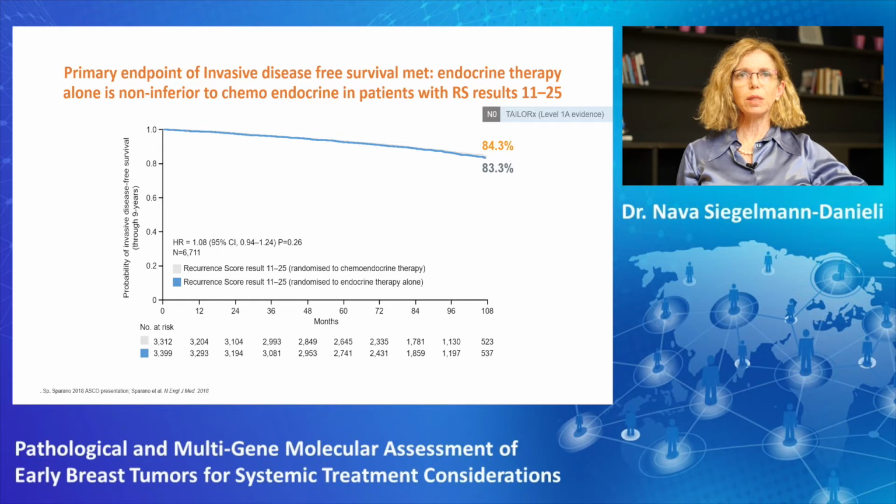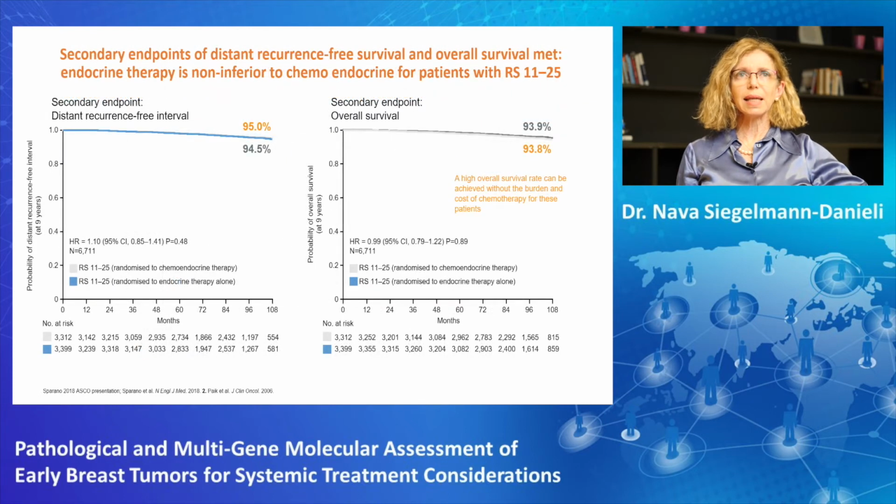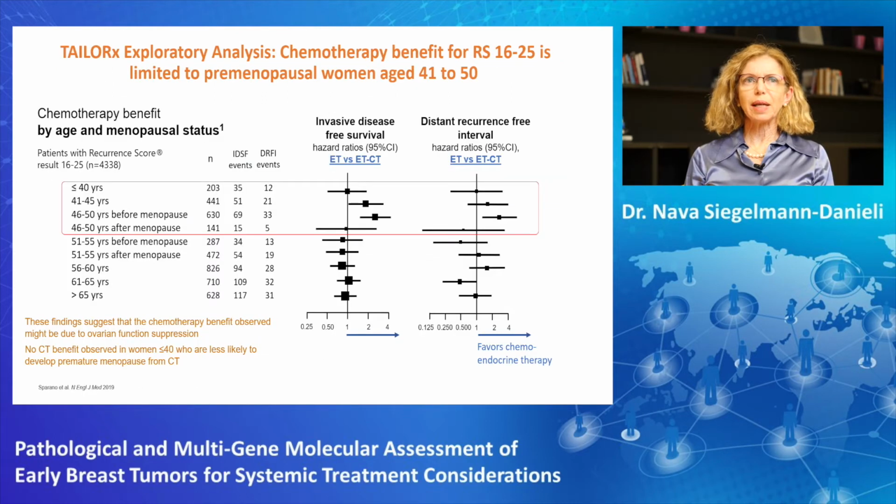And they published those results showing that the patients who received only endocrine therapy or chemoendocrine therapy had the same results. And these are the secondary endpoints of distant metastasis-free survival and also overall survival. And again, they didn't find any benefit of chemotherapy in addition to endocrine therapy in those women. So then they did an exploratory analysis looking at the patient age. And what they found out is that the patients that were younger than age 50 and still premenopausal did seem to benefit from chemotherapy.